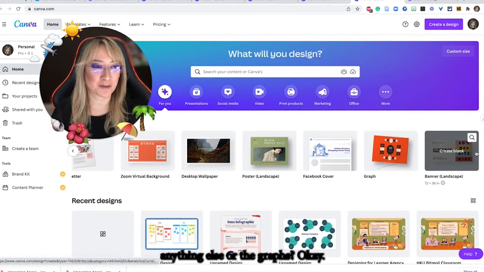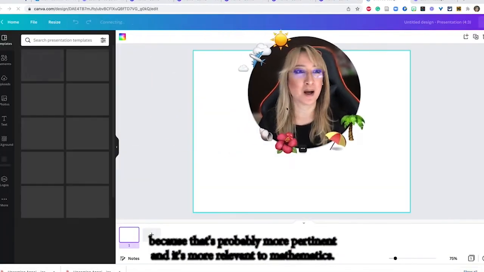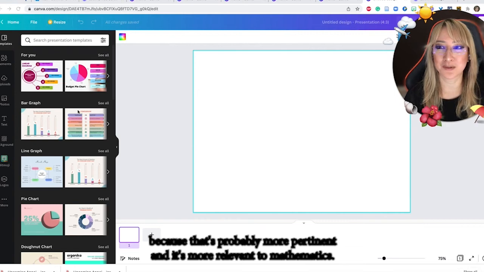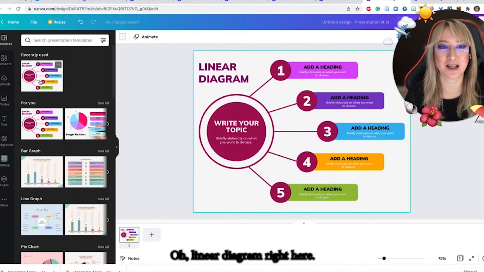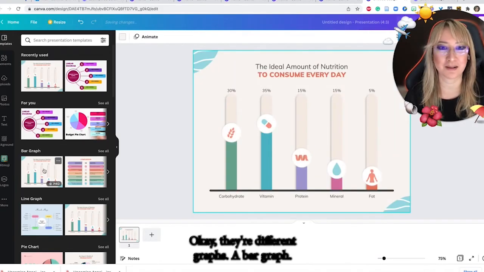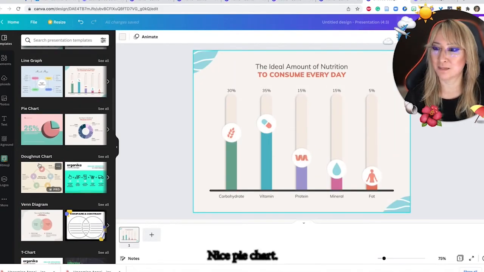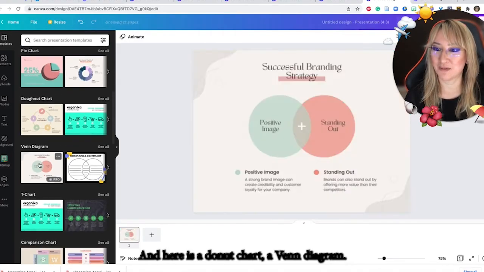Anything else? Oh, the graphs. Okay, I think I'm going to look at the graphs next because that's probably more pertinent and more relevant to mathematics. So look at this one. Oh, linear diagram, write your topic, heading. Okay, they're different graphs. A bar graph, nice. Pie chart. And here is a donut chart, a Venn diagram.